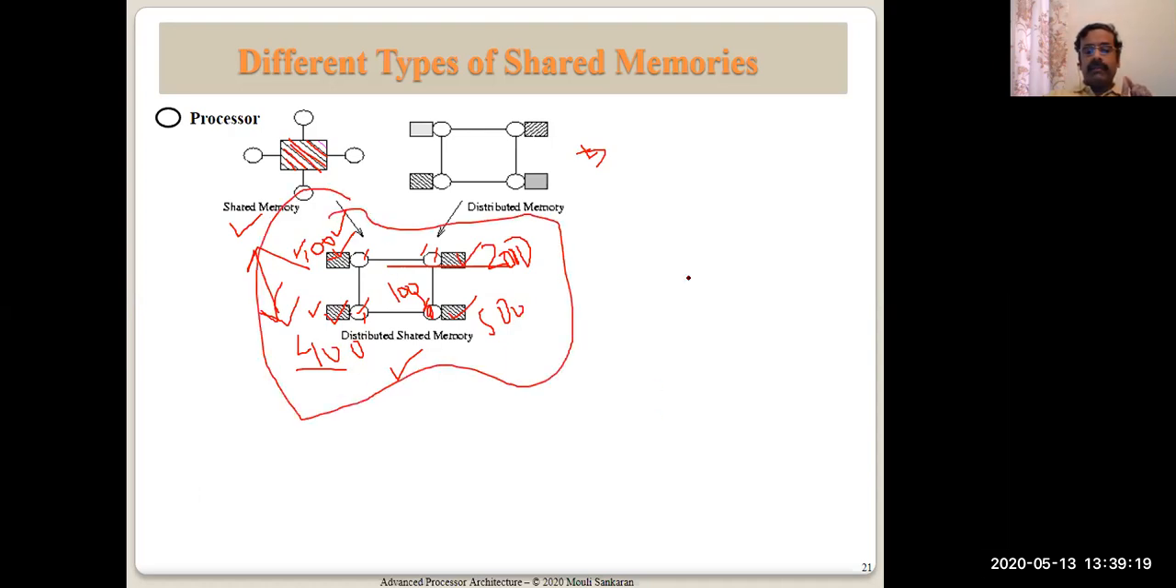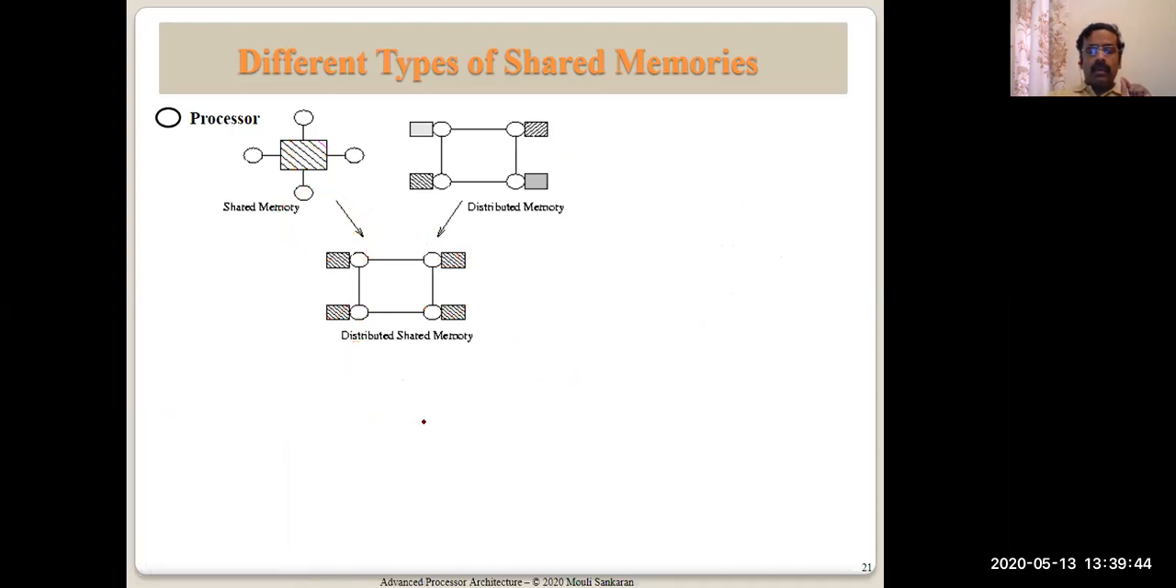Same address space means that an address in the address space corresponds to the same location, whatever the physical location of it may be. It could be located somewhere else physically, but if a processor gives an address, it will come to that location. That is the single address space.